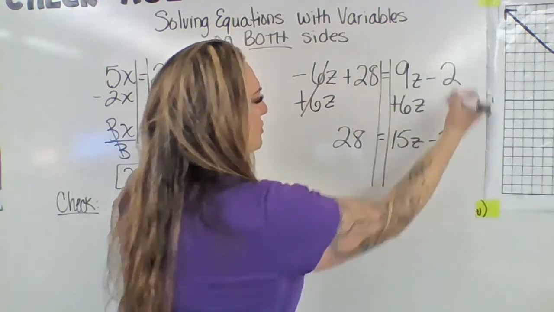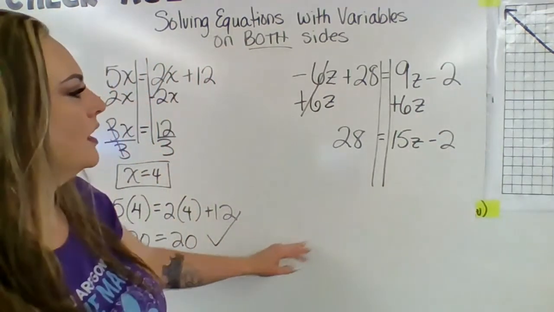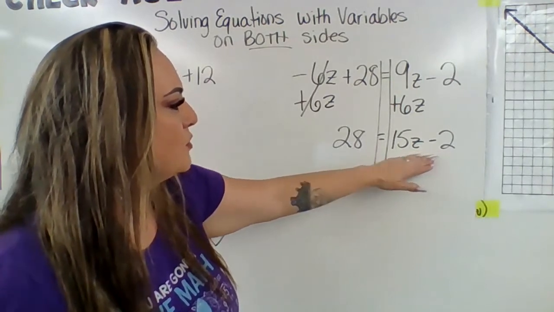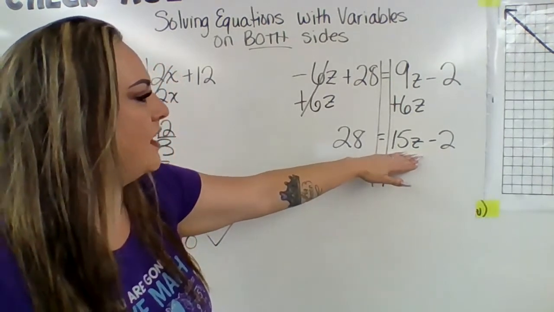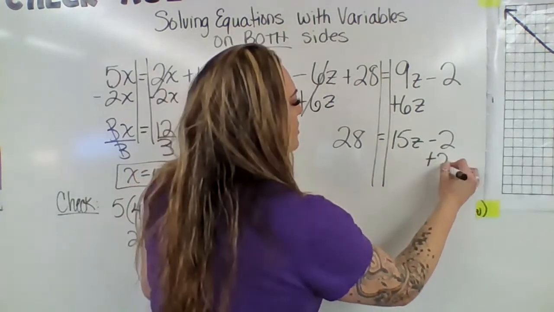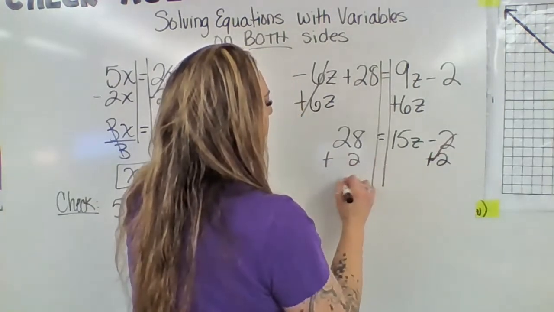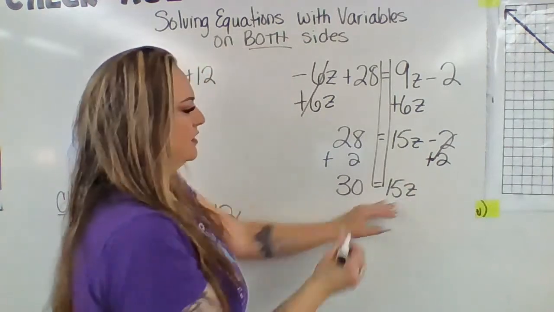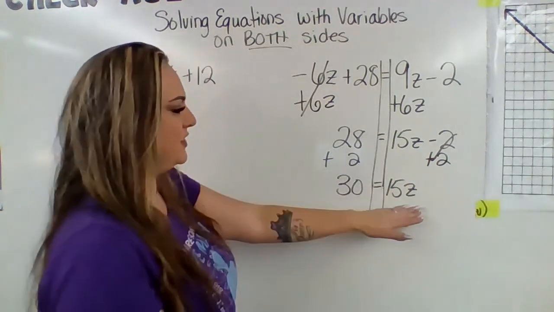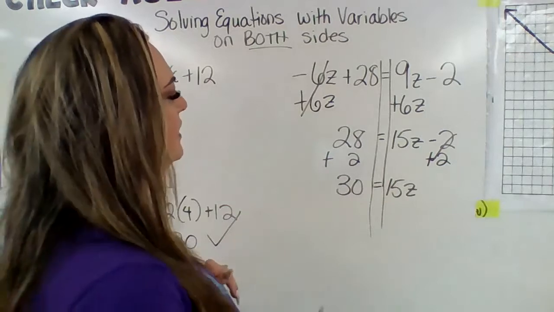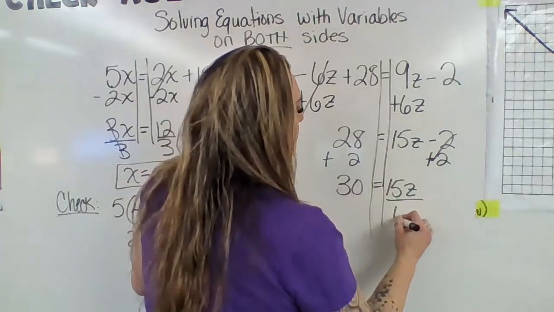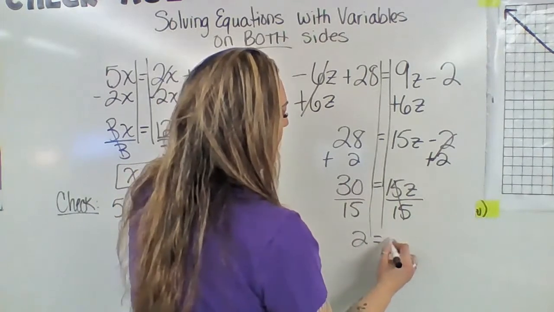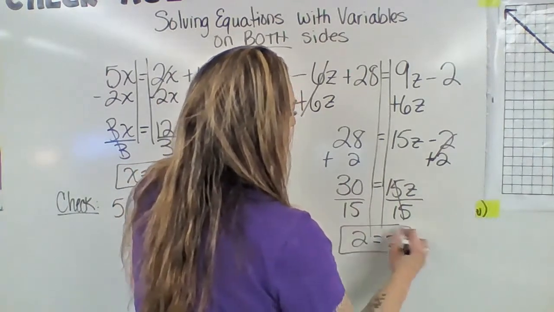and then minus 2. Bring that down. Now we're going to get rid of this constant because we're trying to get the z term by itself. So we add 2 to both sides. We get 30 equals 15z. So 15 times some number gives us 30. For our final step, we're going to divide both sides by 15, and we get that z equals 2.